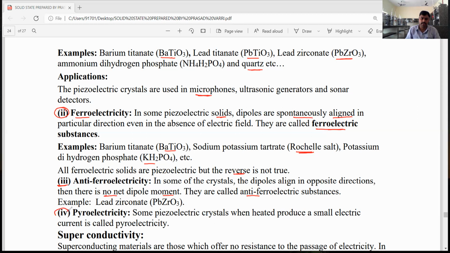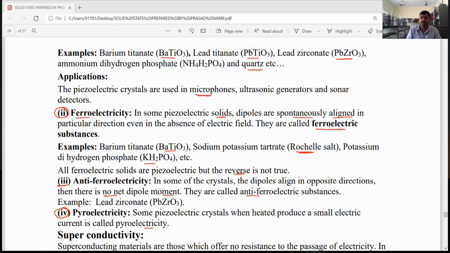Another important dielectric property is the pyroelectric property. In some piezoelectric crystals, when heated, they produce a small electric current or a small amount of dipoles. Those are called pyroelectric substances. Okay, let's see.